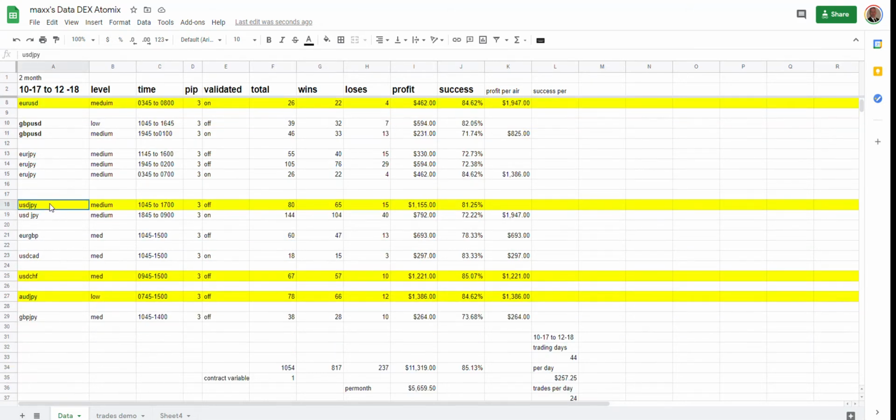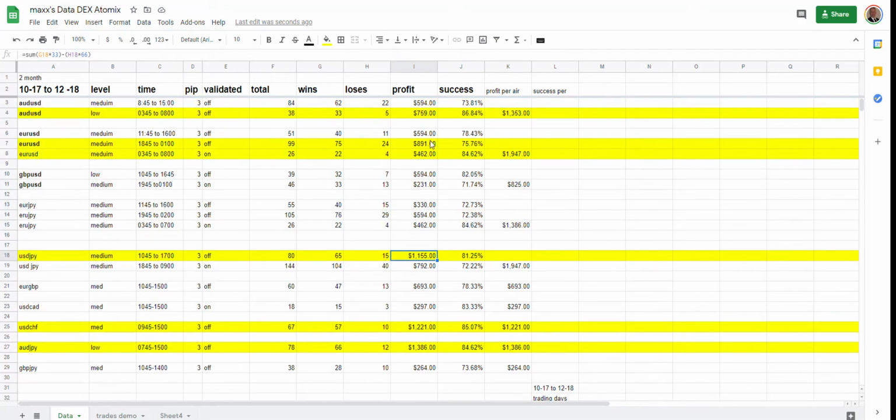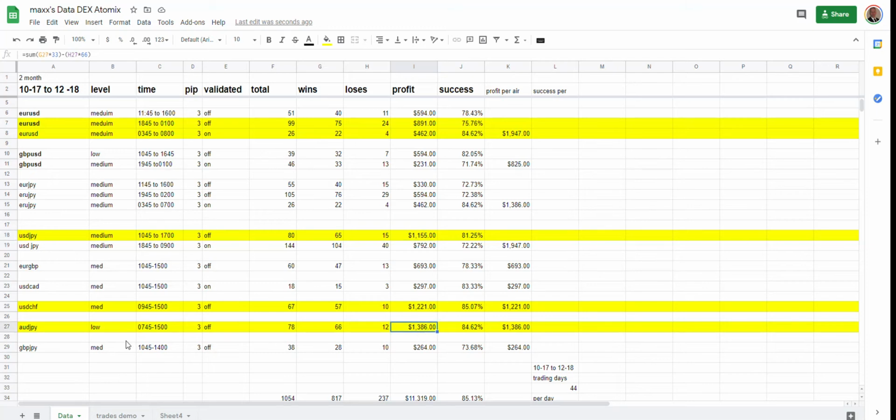I've even taken the USD JPY, which had 1100. This is the most expensive one out there. The best one here is the AUD JPY at 1386. But for an example, I took the USD JPY medium level between 1045 and 1700, and I said 1155. That's if I just chose one variable, medium, validation off.